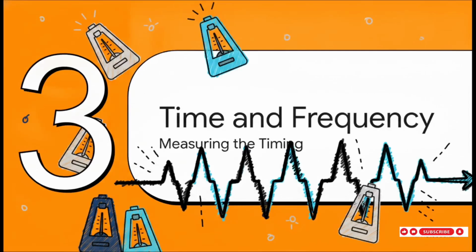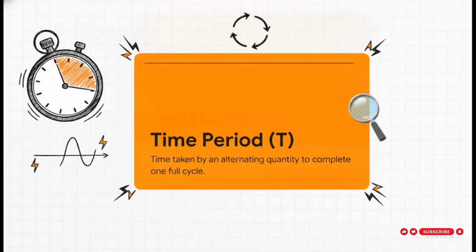Section 3, time and frequency. So now that we know what a single cycle looks like, we need to understand the metronome that dictates its speed. Let's look at how we measure the timing of these waves. If our cycle is a single, complete event, the time period, which we represent with a capital T, is basically the stopwatch. It records exactly how long that single event takes to finish. So, for example, if you're looking at standard grid power, the time period is just a tiny fraction of a second to complete that full positive and negative breath.